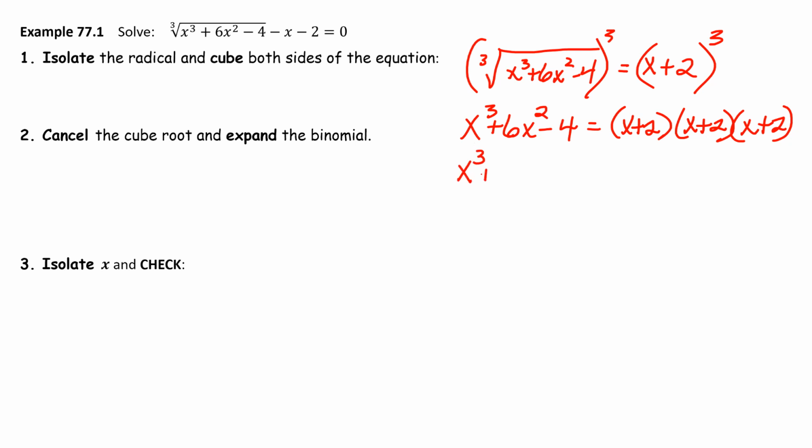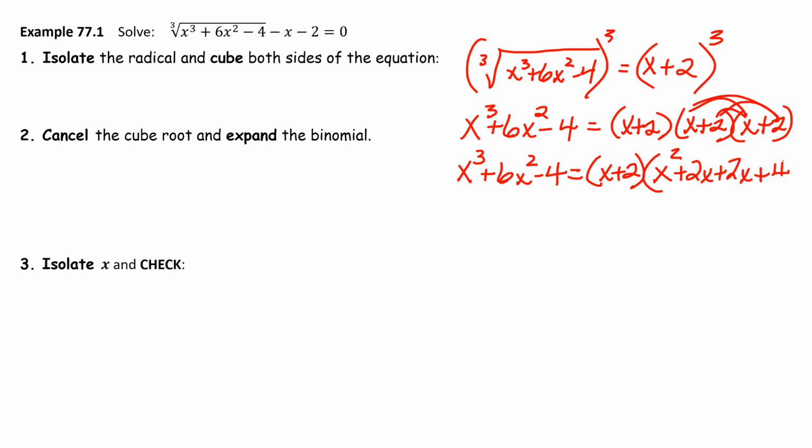So x cubed plus 6x squared minus 4 is equal to, I'm going to multiply these two first. So I'll have x plus 2 here, and then over here I'm going to have x squared plus 2x plus 2x plus 4. So that is going to be x plus 2 times x squared plus 4x plus 4. And now I have to multiply this by all those things and that and that. Got to do all that multiplication. So let's go ahead and do that. I'm going to move over a little bit.